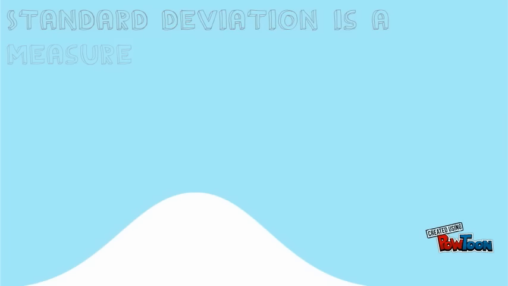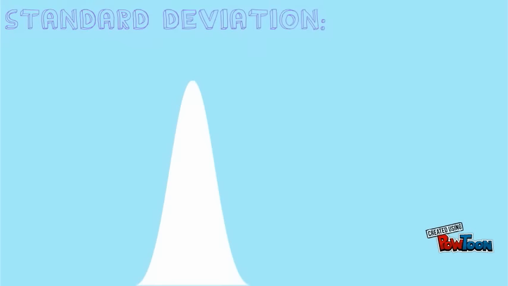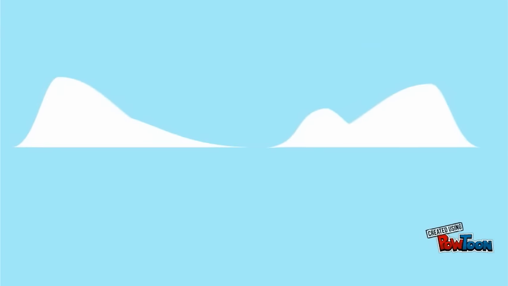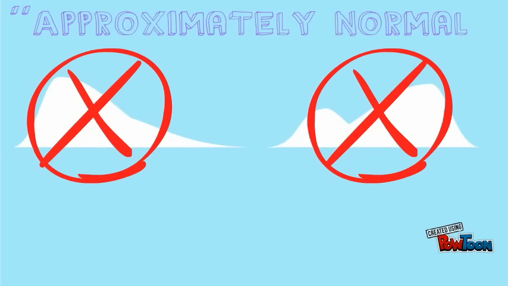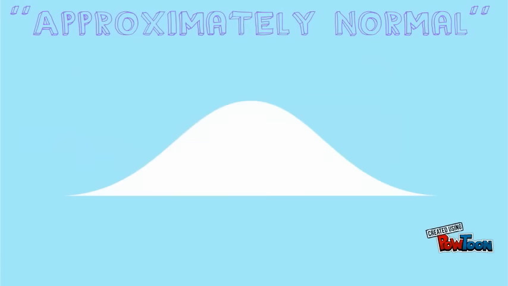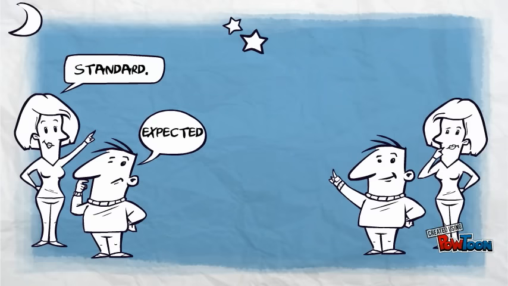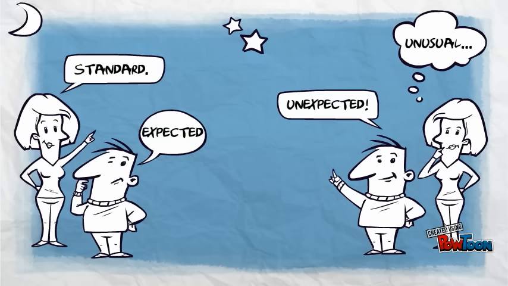Standard deviation is a measure of spread, that is, how spread out a set of data is. A low standard deviation tells us that the data is closely clustered around the mean, or average, while a high standard deviation indicates that the data is dispersed over a wider range of values. Standard deviation is used when the distribution of data is approximately normal, resembling a bell curve. Standard deviation is commonly used to understand whether a specific data point is standard and expected, or unusual and unexpected.